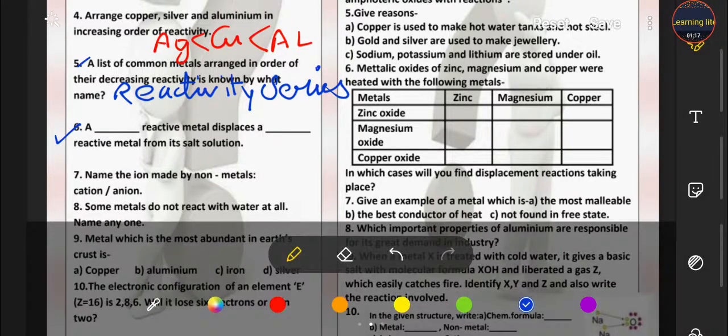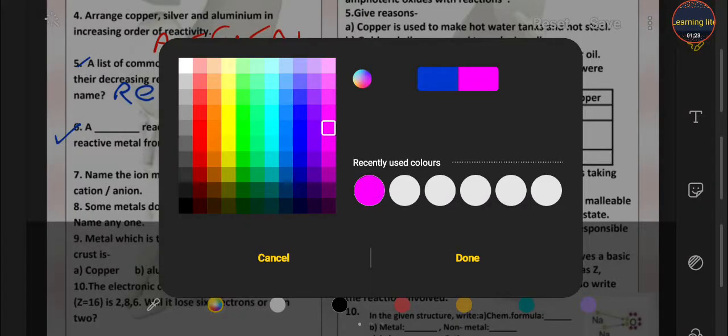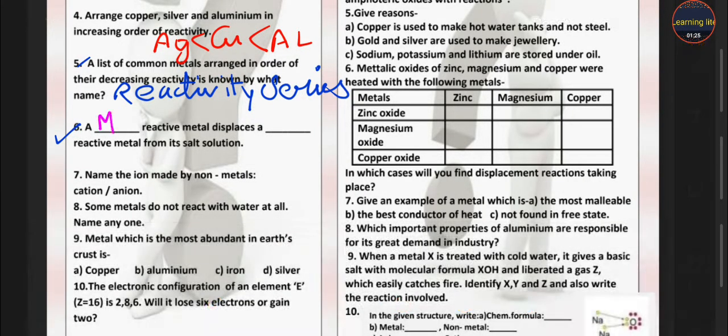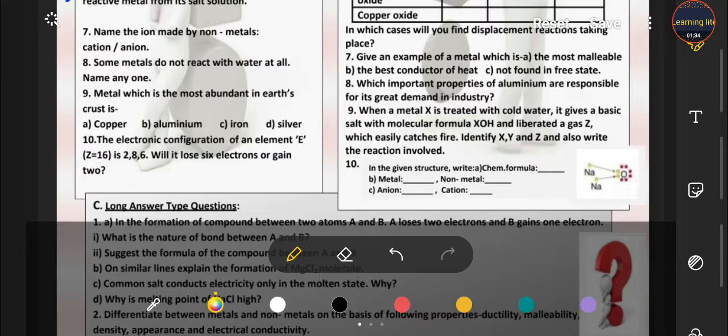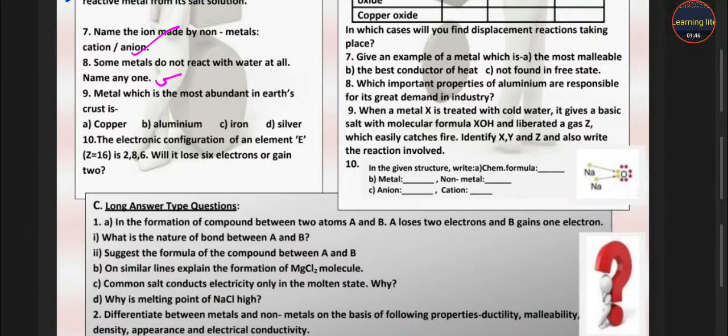Sixth question, a dash reactive metal displaces a dash. A more reactive, student, more reactive metal displaces a less reactive metal. Name the ion made by the non-metals. Student, non-metals form anions. Some metals do not react with the water at all. Name any one, that is our gold.